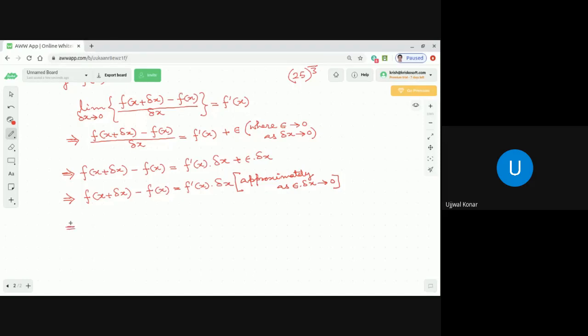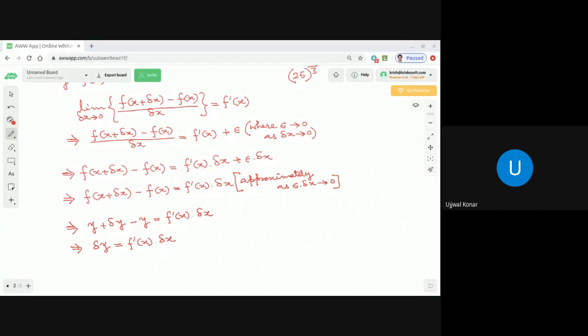So then what are we going to get? We are going to get f of x plus delta x minus f of x. That means what? It is actually delta y, right? Because y is equal to f of x. So the moment we get f of x plus delta x, what is it? Y plus delta y, no? And f of x is what? Y. That is equal to f dash x into delta x. That implies what we are going to get, dear students? Delta y is equal to f dash x into delta x.